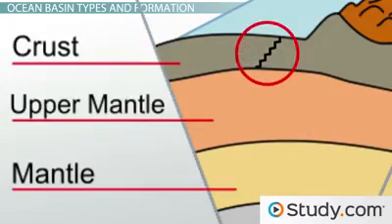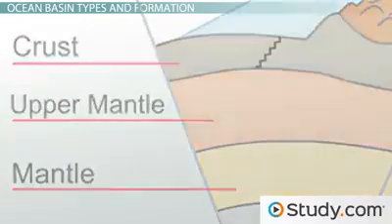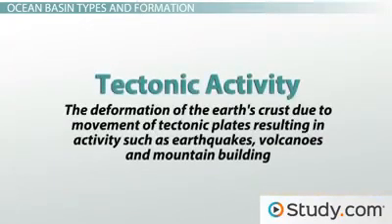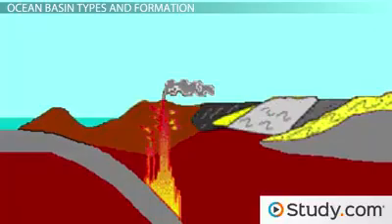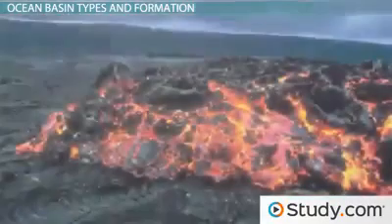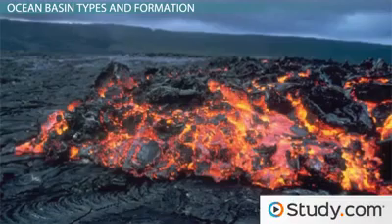These boundaries are common areas of tectonic activity, which is the deformation of the Earth's crust due to movement of tectonic plates resulting in activity such as earthquakes, volcanoes, and mountain building. So an area of the world that is tectonically active, whether it be on land or under the water, would be a mountainous area with earthquakes and volcanic activity. This creates many of the ocean basin features.